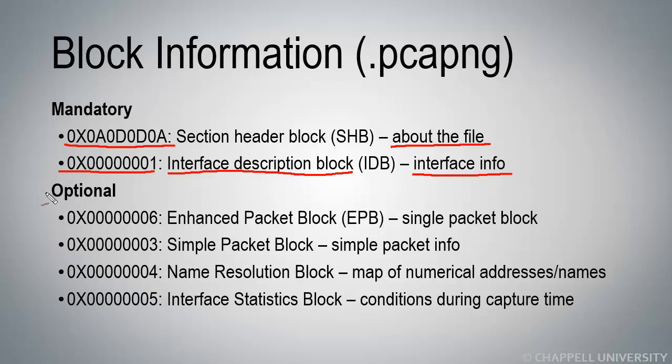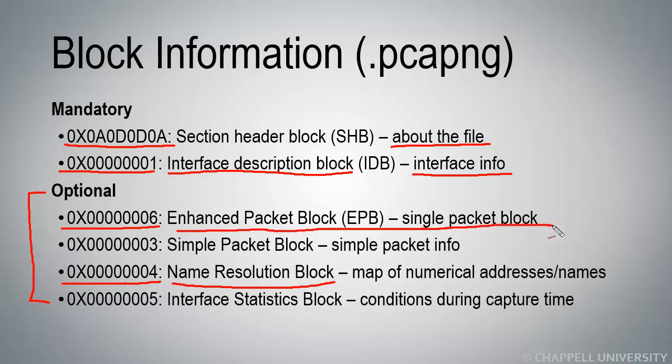These next blocks are optional. It's very common to see the block type 4, the name resolution block. This provides us with the numerical addresses and names that are seen in the trace file. And then it's also very common to see the type 6, which is an enhanced packet block. This is basically information about a single packet.